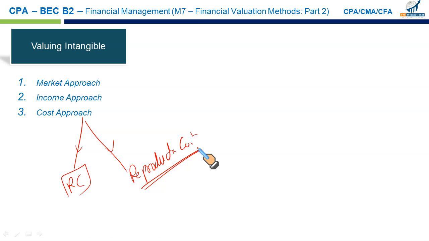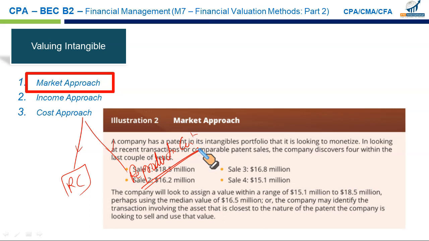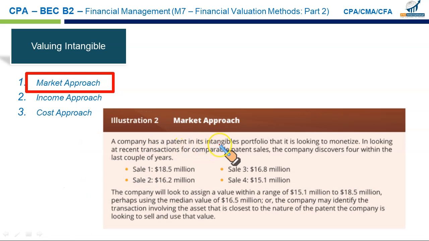Let us do some examples to explain the idea. Okay, this is the one that explains the market approach. A company has a patent in its intangible portfolio that it is looking to monetize. In looking at recent transactions for comparable patent sales, the company discovers 4 within the last couple of years. There are 4 certain prices of similar patents. The company will look to assign a value within the range of 15.1 million, which is the lowest, up to 18.5 million, which is the highest, right?